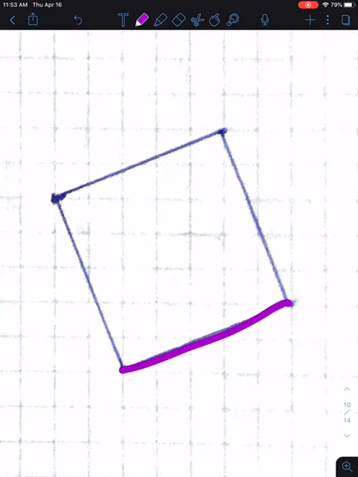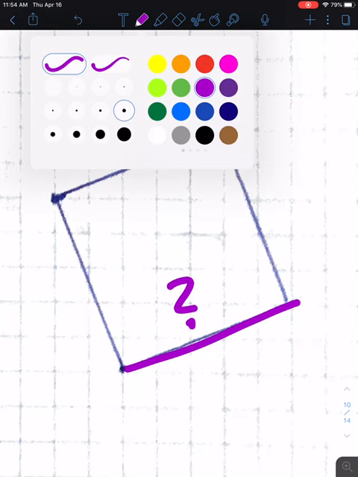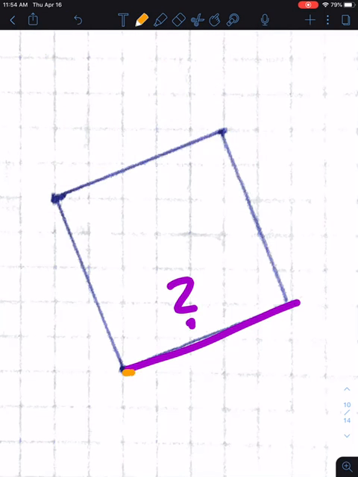So let's look at this side here. I don't know that side length, all right? And if I wanted to check it out, well, let's see, 1, 2, 3, 4, 5. All right, so we've got 5. So let's say the side length is 5.